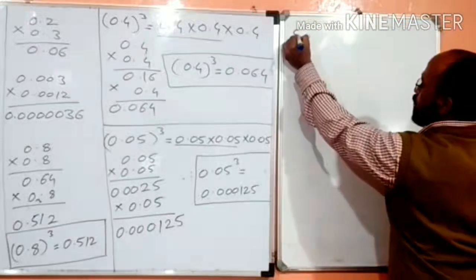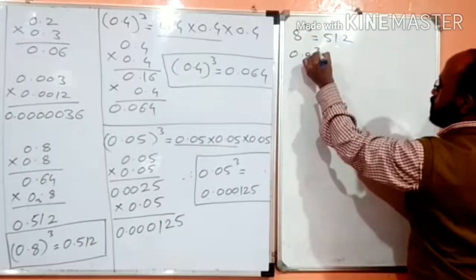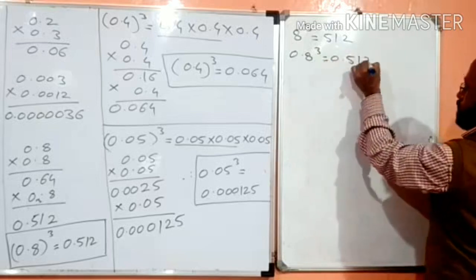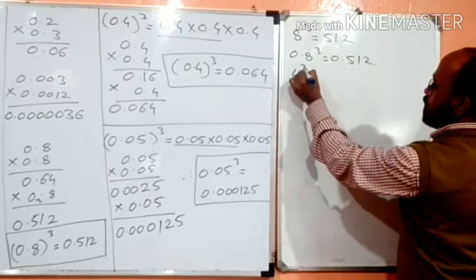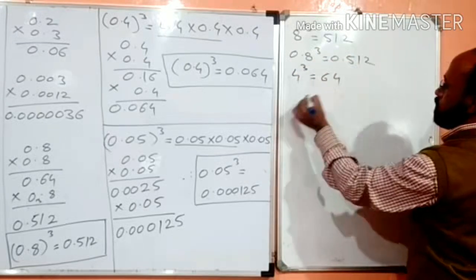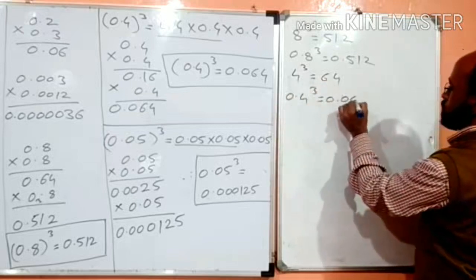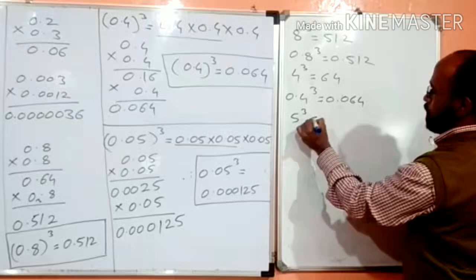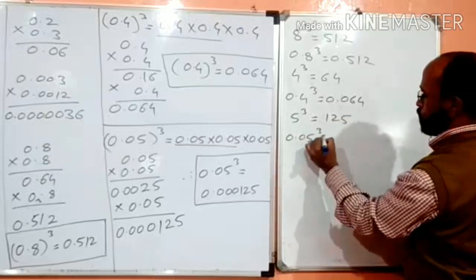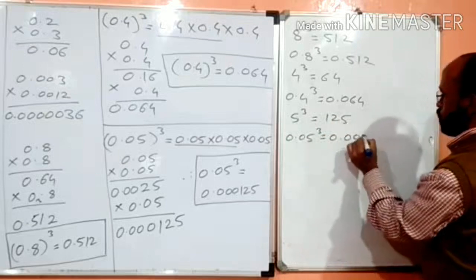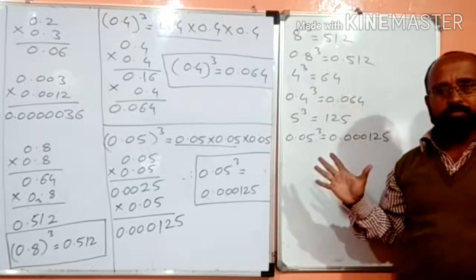Friends, 8 cube is equal to 512. 0.8 cube is equal to 0.512. 4 cube is equal to 64. 0.4 cube is equal to 0.064. 5 cube is equal to 125. 0.05 cube is equal to 0.000125. Are you getting something?